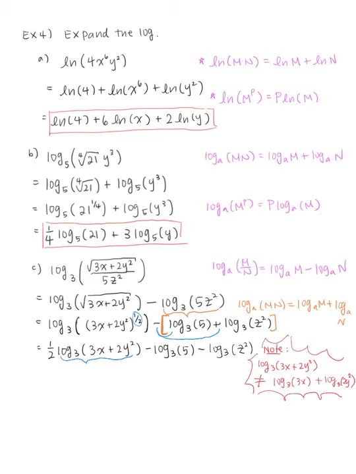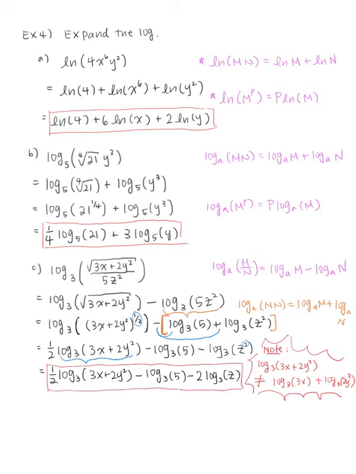All right, now let's keep going. Pretty much you cannot do anything to the first term, so I'm just going to leave it as 1/2 log base 3 of 3x plus 2y squared. And then minus, can I simplify log base 3 of 5? No, because there is no way that I can write 5 in terms of base 3. So I'm just going to leave it the way it is. And what about the last one? I think I could still bring that exponent out in the front. So here we're going to get minus 2 times the log base 3 of z. So this is going to be our final answer.